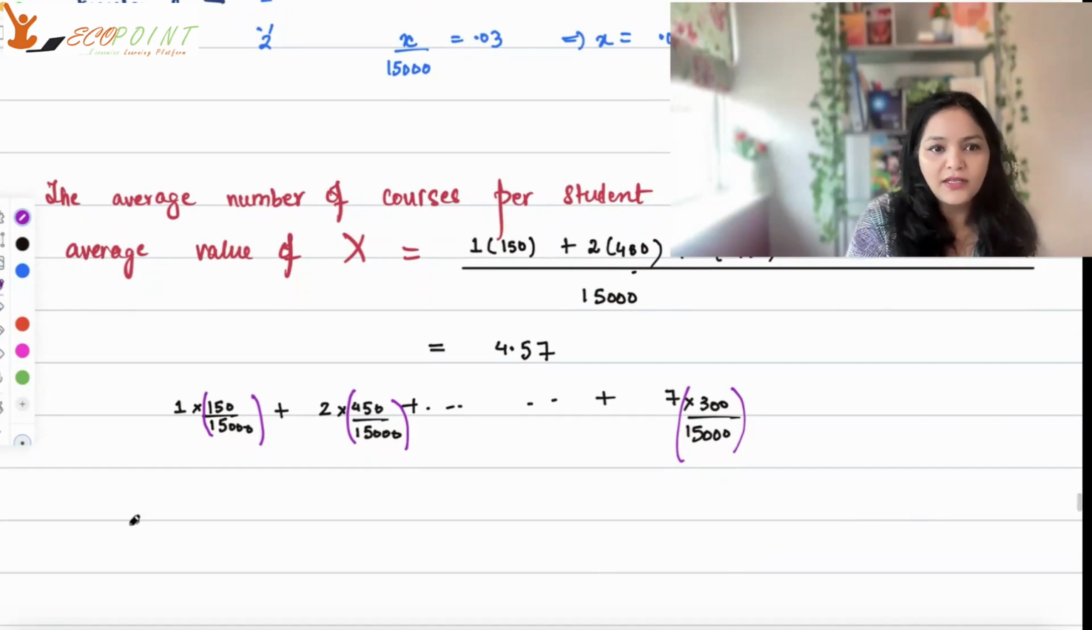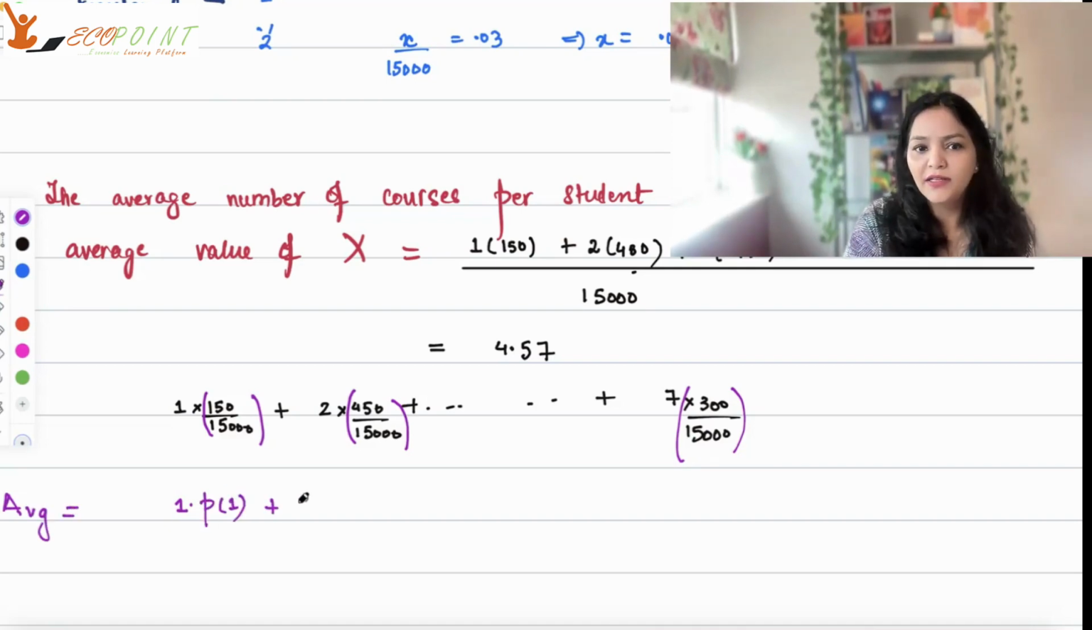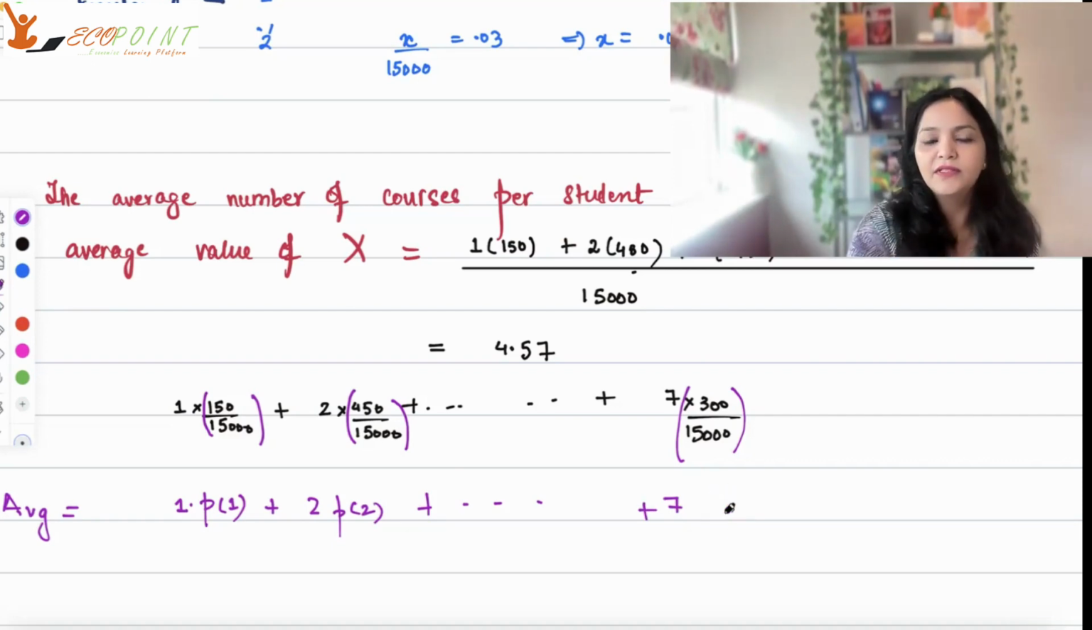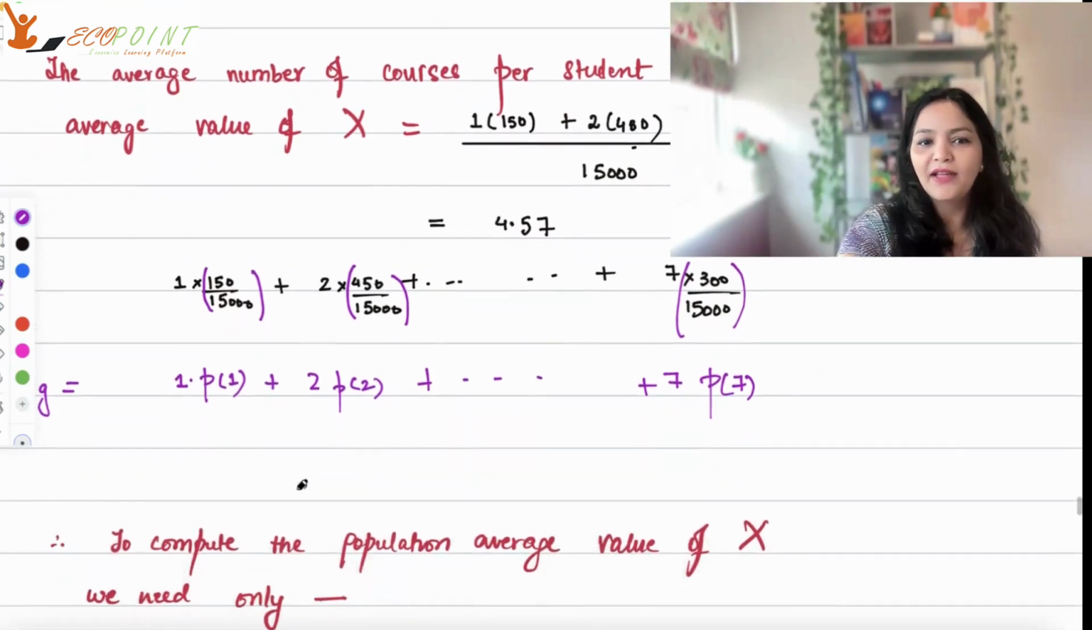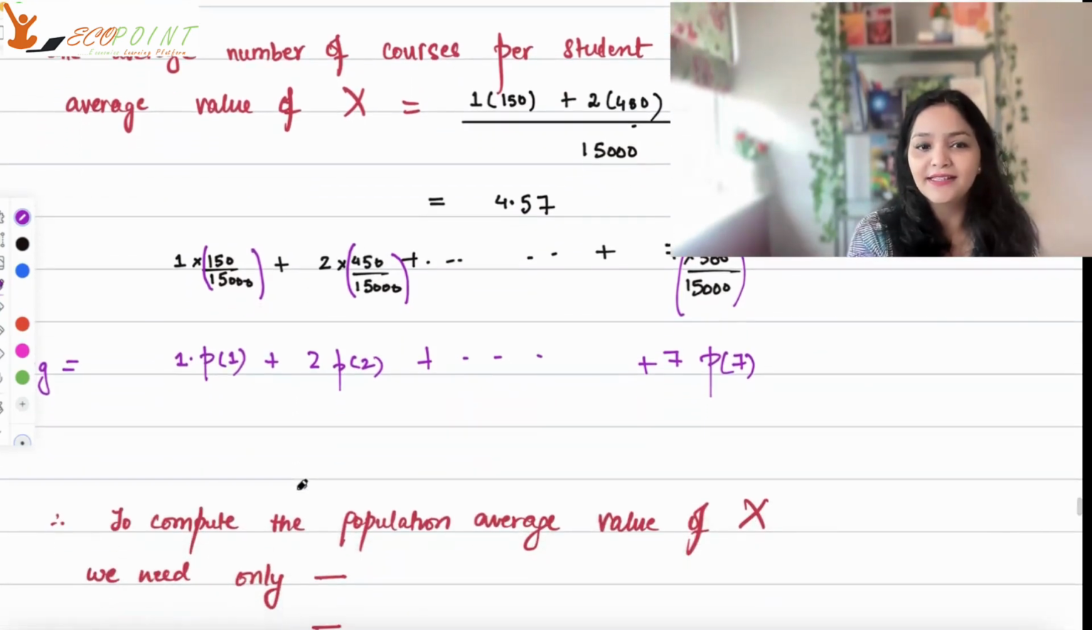So you will see that the average is nothing but 1 into probability of 1 plus 2 into probability of 2 and so on and so forth, 7 into probability of 7. That is the reason why your expected value is the way it is.